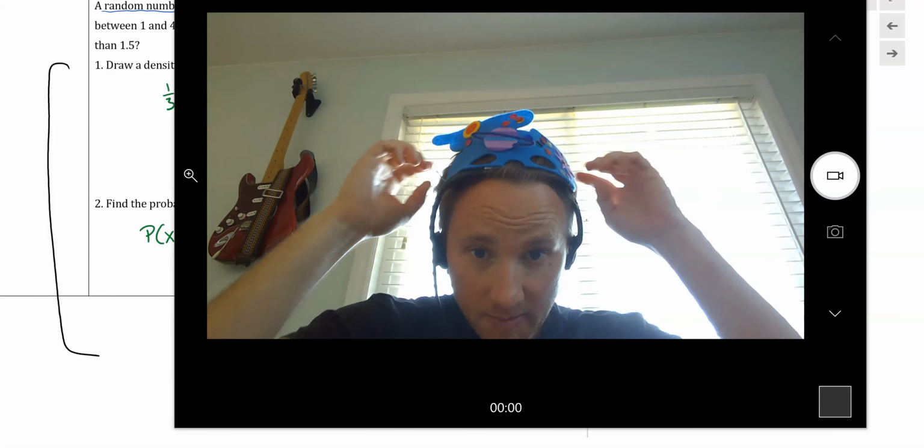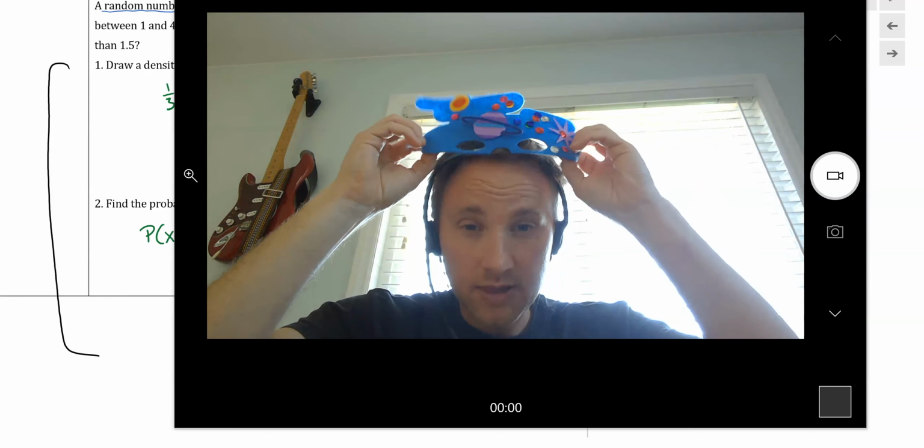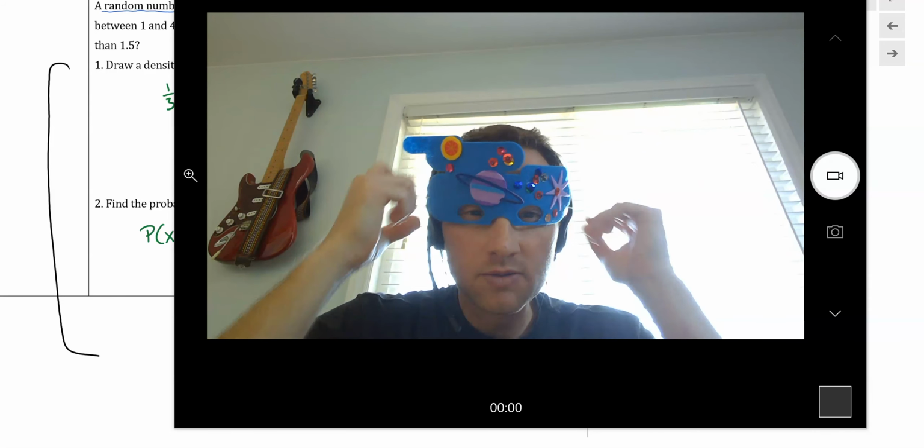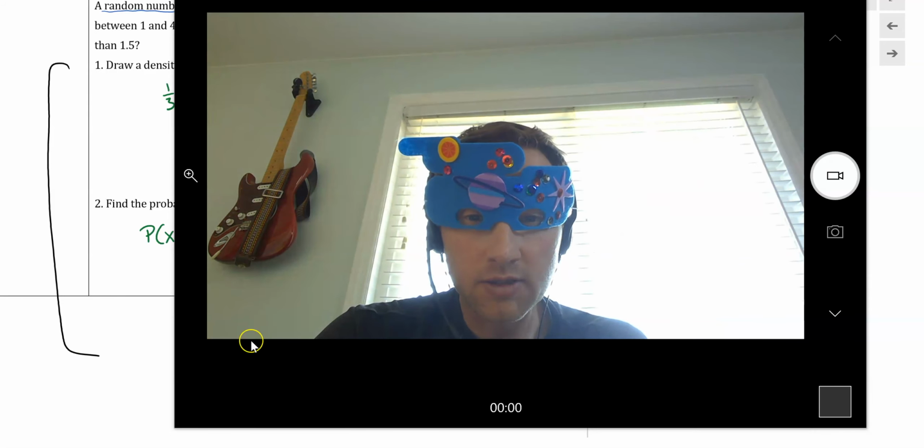I thought I would share the mask my daughter brought in that was all done drying. It's pretty cool. All right, you guys, take care.